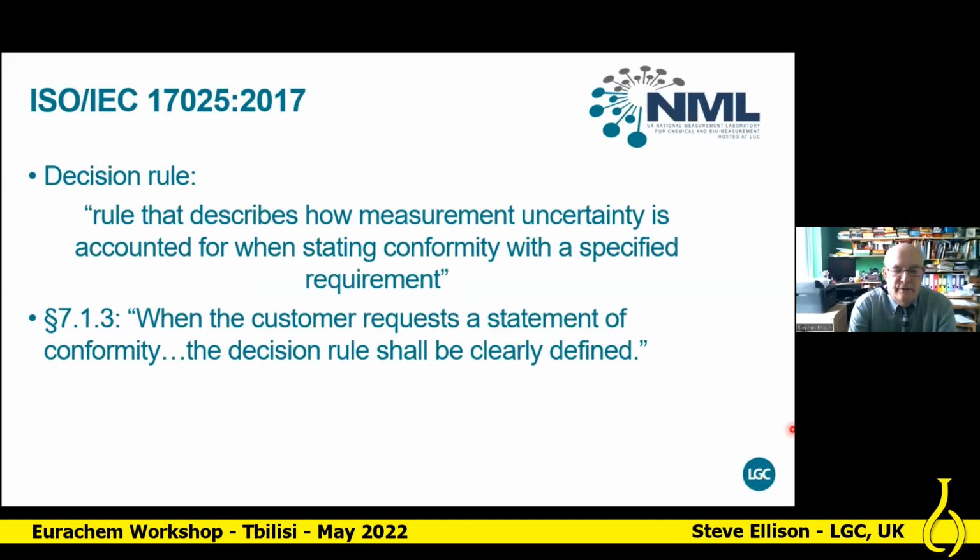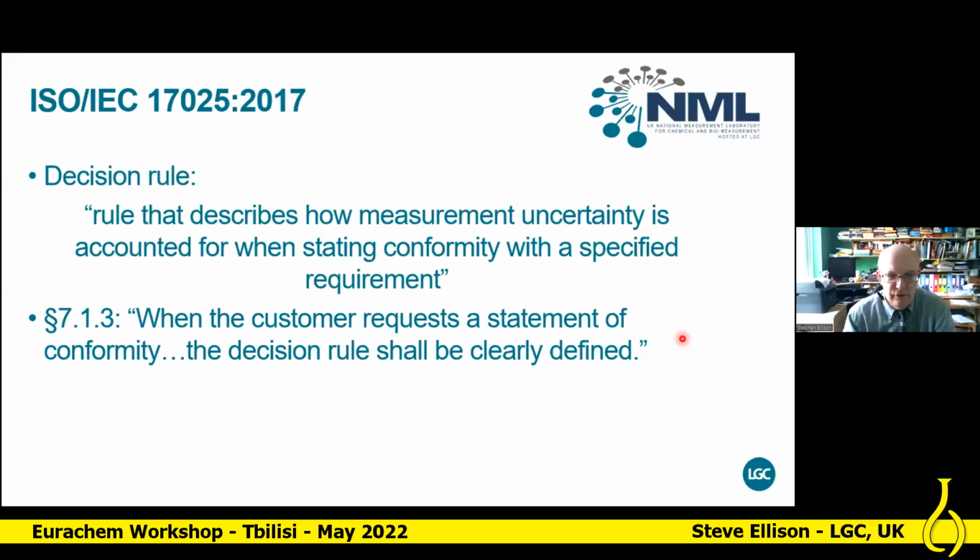ISO 17025:2017 added this. It also said, for the first time, if a customer asks for a statement of conformity, you must have a clearly defined decision rule. And that was a new addition 5 years ago. Before then it was only if the customer requested an uncertainty, you should give it to them for testing. But nowadays, if your customer is asking you to tell them whether your test material complies or not, you must have a defined decision rule.